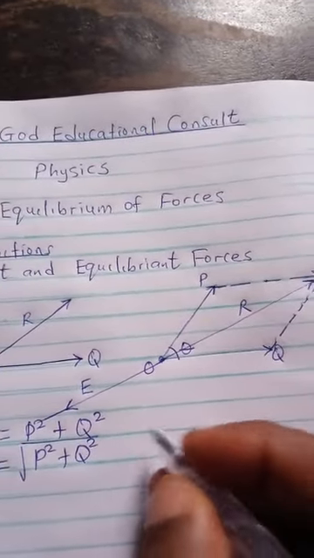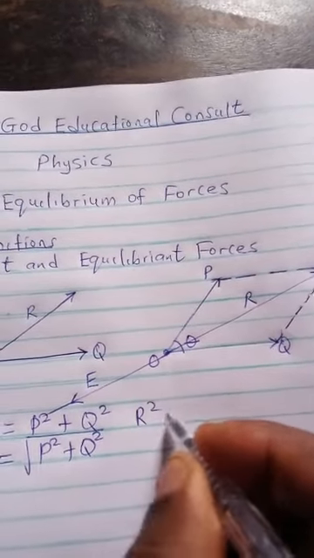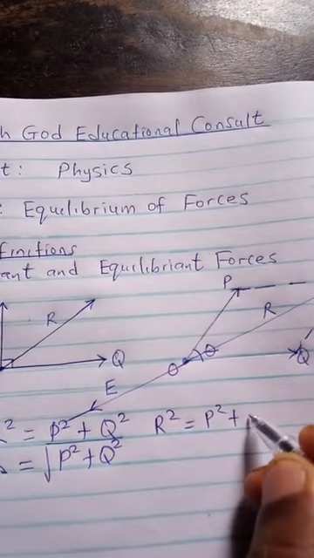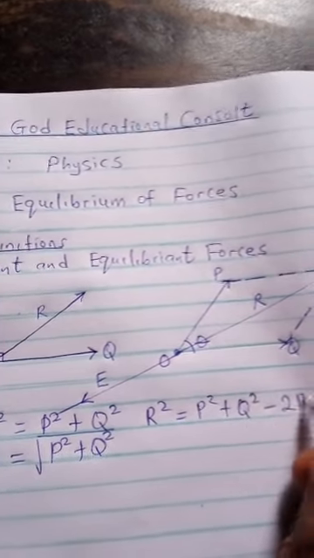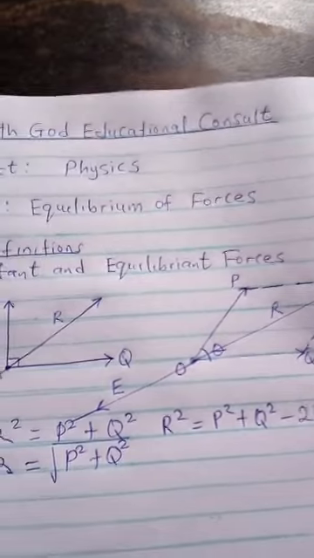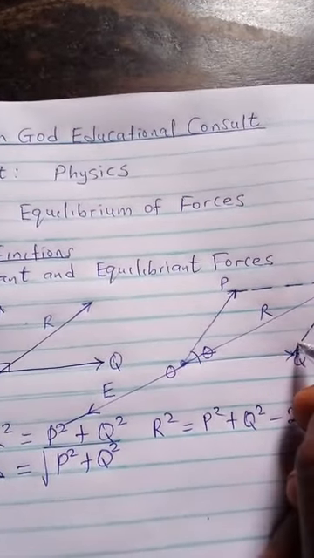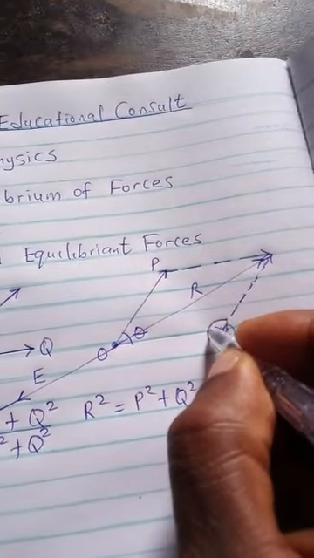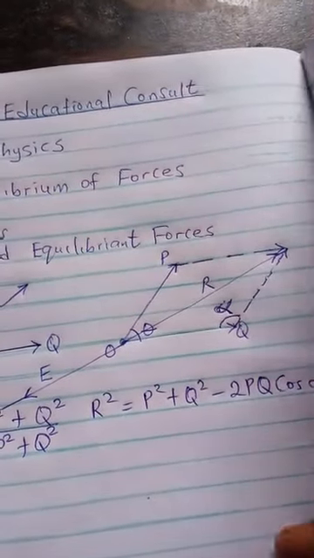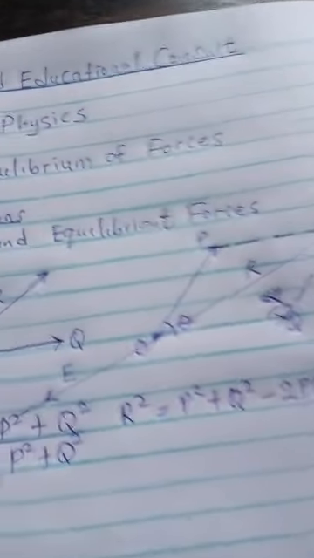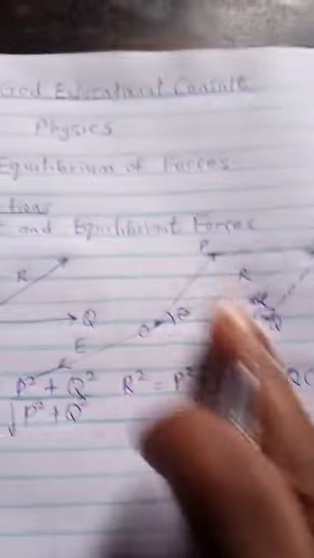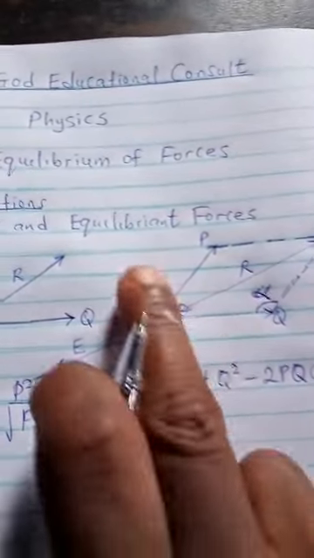you can use the cosine rule, which says that R squared is equal to P squared plus Q squared minus 2PQ cos alpha, where alpha is the angle opposite to R. Let's represent this as alpha. Alpha is the angle opposite to R. By doing so, you can get the resultant of these two vectors P and Q as they are inclined at an acute angle to each other.